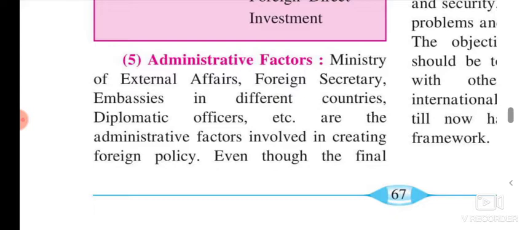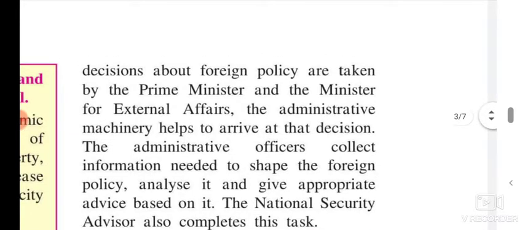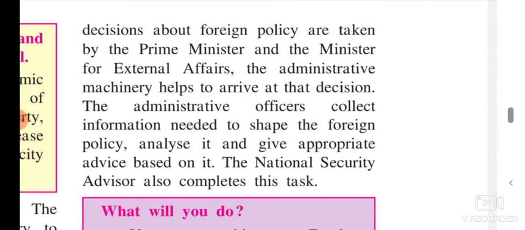So the fifth factor, administrative factors. Ministry of External Affairs, Foreign Secretary, ambassadors in different countries, diplomatic officers, etc. are the administrative factors involved in creating foreign policy. Even though the final decisions about foreign policy are taken by the Prime Minister and the Minister of External Affairs, the administrative machinery helps to arrive at that decision. The administrative officers collect information needed to shape the foreign policy, analyze it, and give appropriate advice based on it. The National Security Advisor also completes this task.